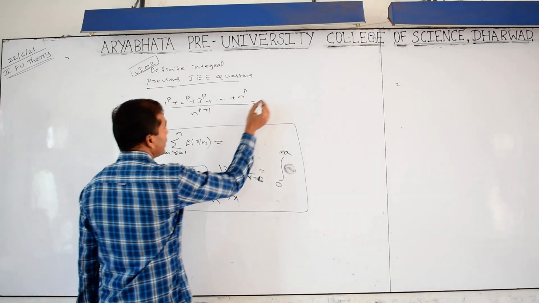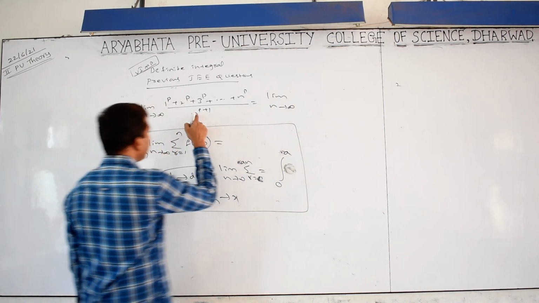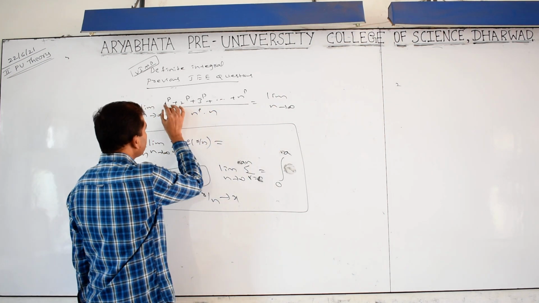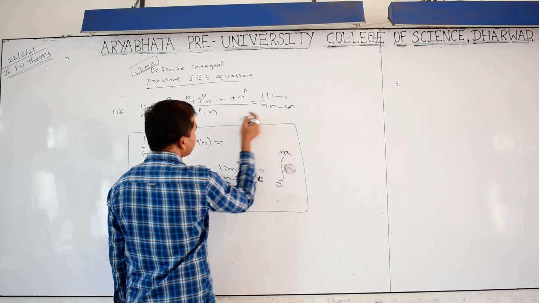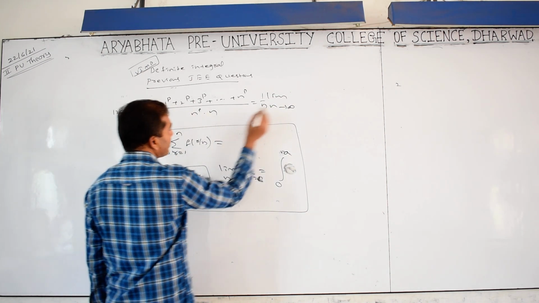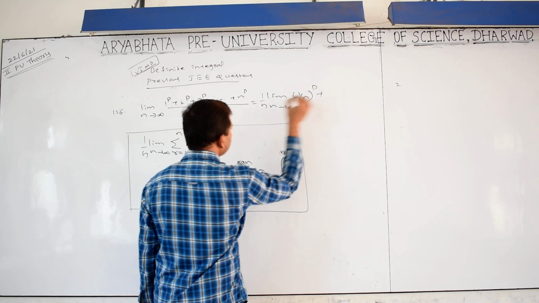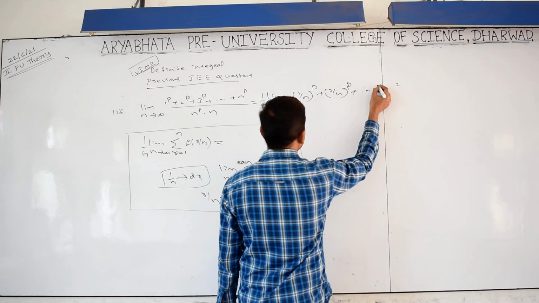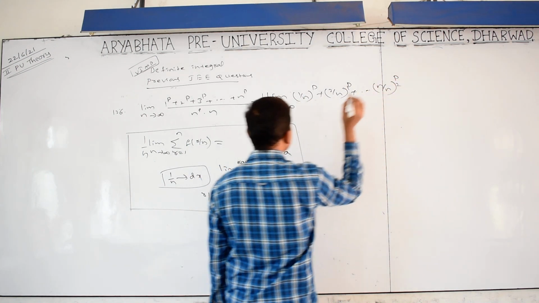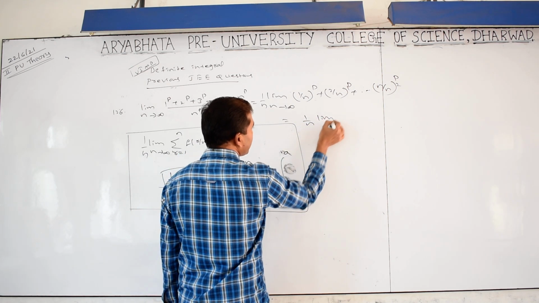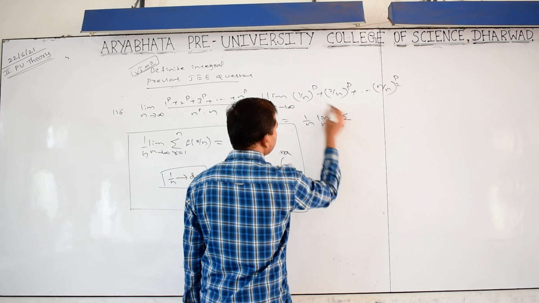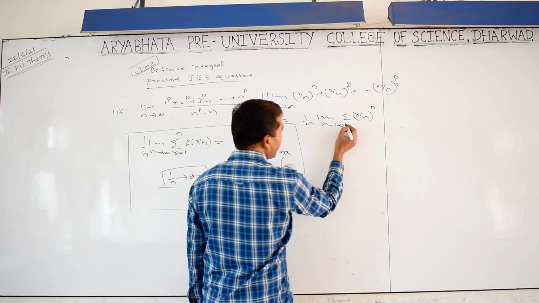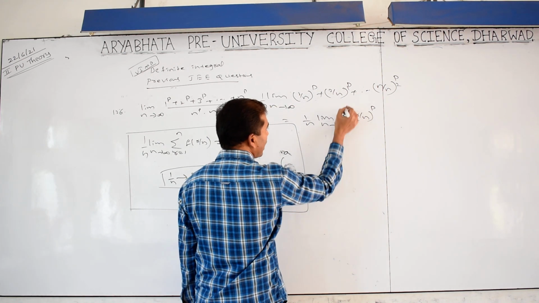To make this form, with limit of n tends to infinity, we first want 1 by n. We can write n power p into n, and take out 1 by n here. Now we have 1 by n times, 1 by n whole power p plus 2 by n whole power p plus and so on up to n by n whole power p. This is 1 by n, limit of n tends to infinity, summation of r by n whole power p, where r starts from 1 up to n.